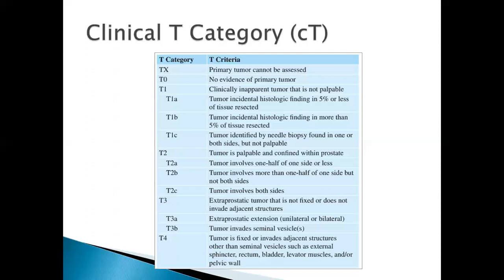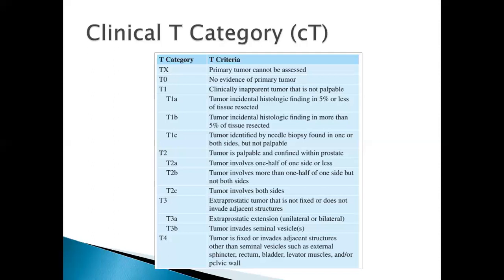T2B is the tumor involves more than 1/2 of one side, but not both sides. So once again, more than half of the right side or half of the left side is involved with an abnormality. That's palpable, nodule, mass, things like that, all right? And then we have T2C, and that's the tumor involves both sides.